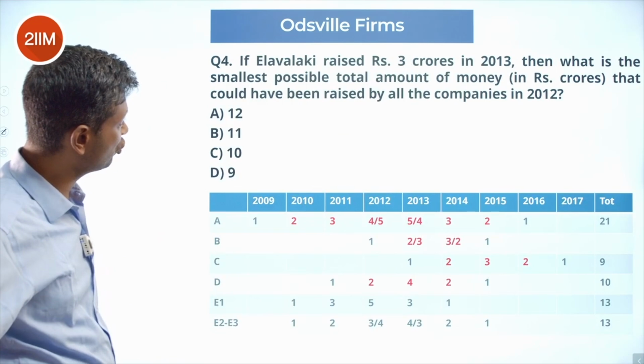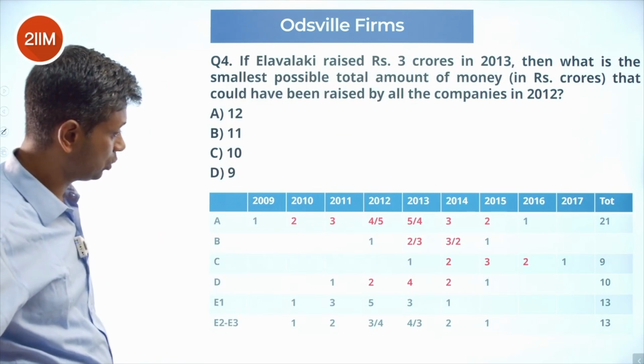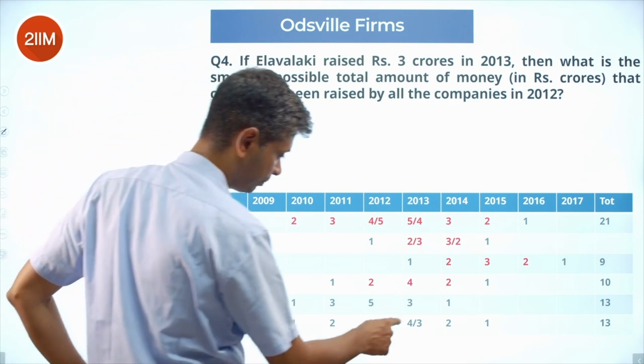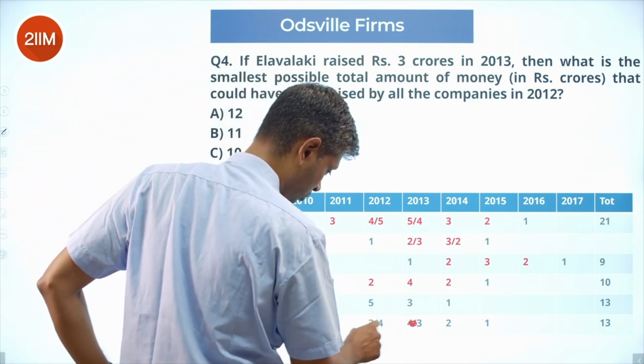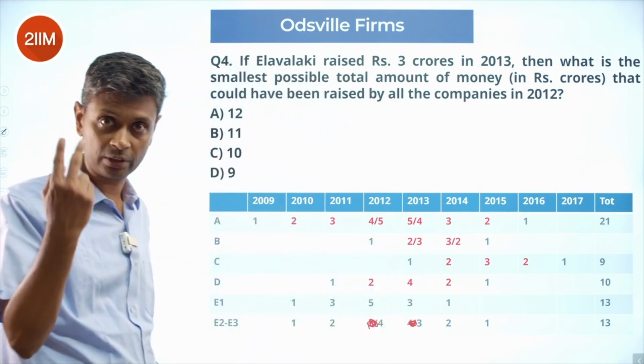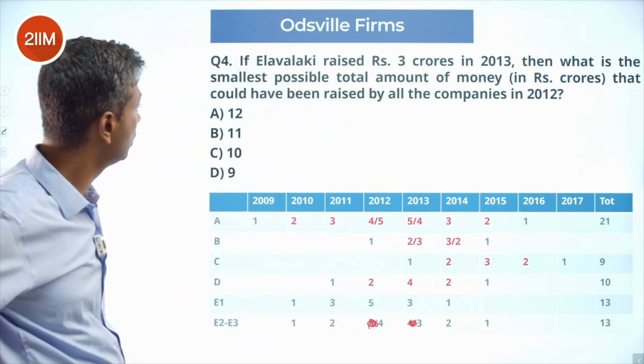If E raised 3 crores in 2013, 3 crores. Okay, so it could have been this being 3, this being 4. Either this or this. Both possibilities are possible.